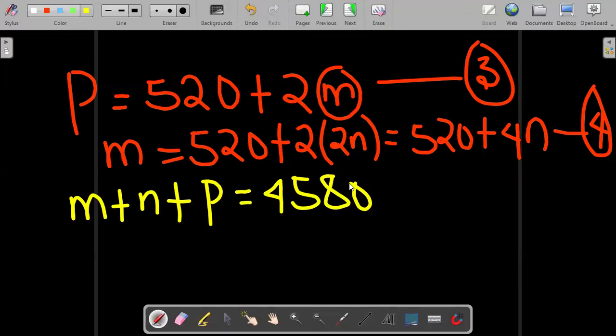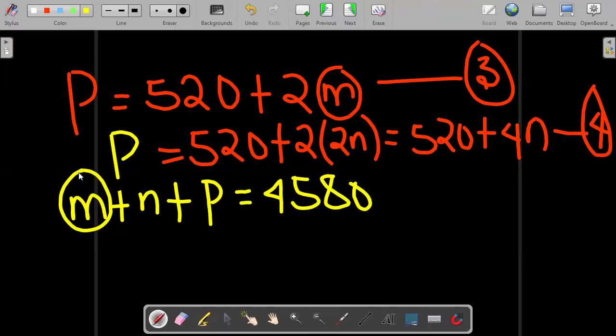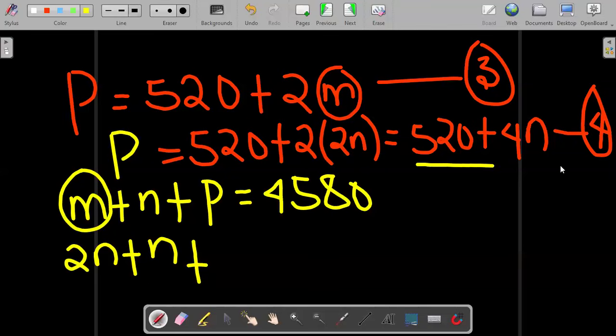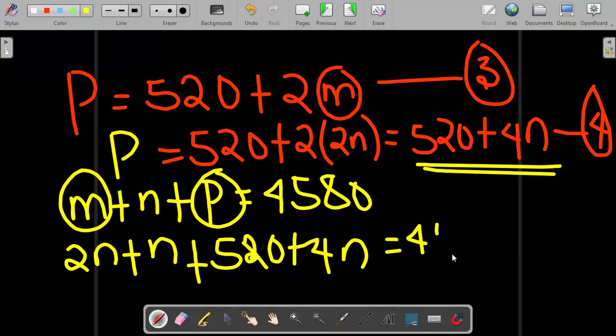Sorry, this is supposed to be P, not M. So what is my M? Our M is 2N, so where I see M I put 2N. Here is already N, so I will leave it as N. What's my P now? In place of P, I'm writing 520 plus 4N, is equal to 4,580. You see that? So I will add those I can add.